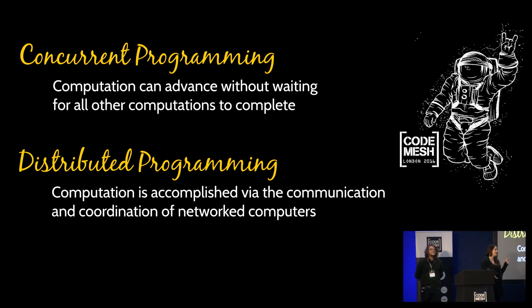Just before we dive into RPC, I want to make a quick distinction between what is actually a distributed programming language versus a concurrent programming language. Because in industry you hear the two terms conflated, and I think there's a very important distinction. Concurrent programming is the idea that computation can make progress without the one before it finishing. It doesn't necessarily mean in parallel. It just means things can advance without waiting for everything before it to finish in a sequential manner. And then distributed programming is the idea that we can accomplish things via networked computers.